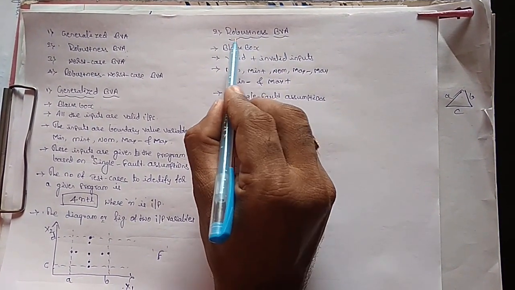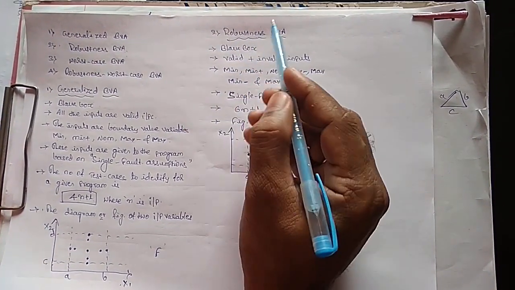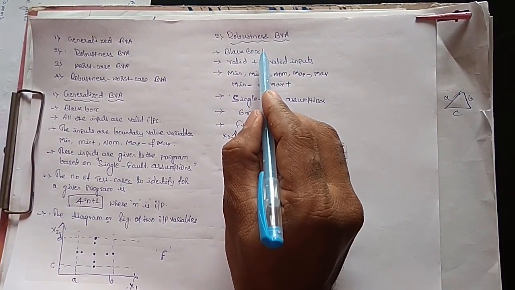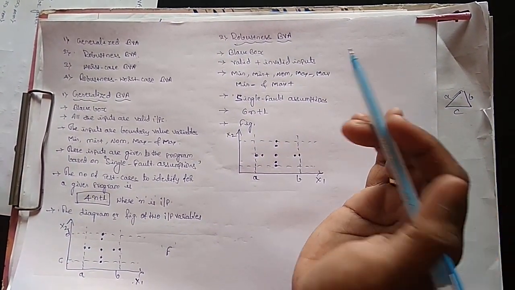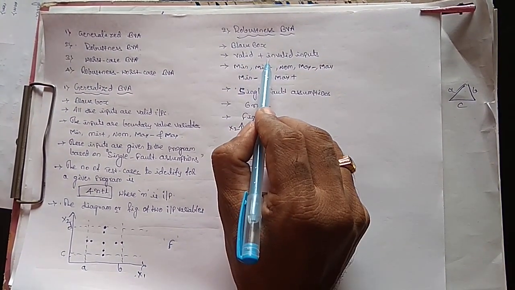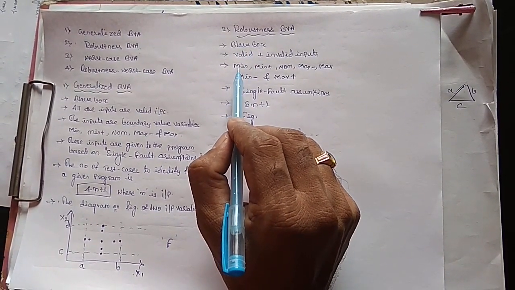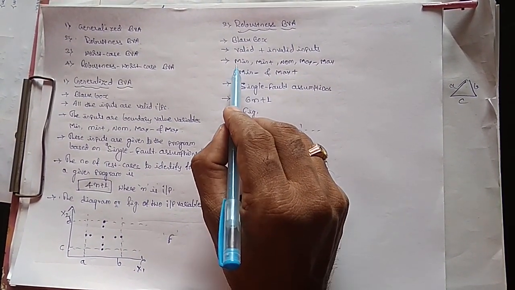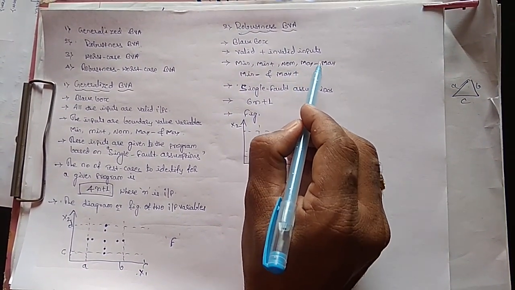So robust indicates invalid inputs. Please remember, robustness is nothing but invalid input variables. The robustness boundary value analysis method is also a black box testing technique, or we can also call it a functional testing technique. Here we are giving inputs, both valid inputs as well as invalid inputs. The valid inputs are already known to all of us. These are the valid input variables or boundary value variables: minimum, minimum plus, nominal, max minus, max.